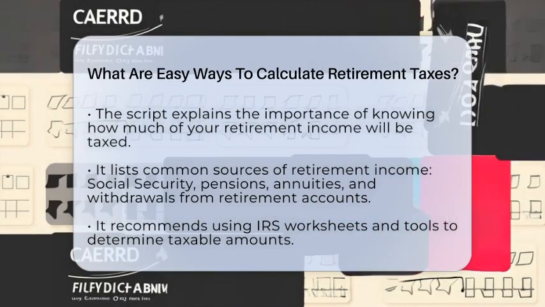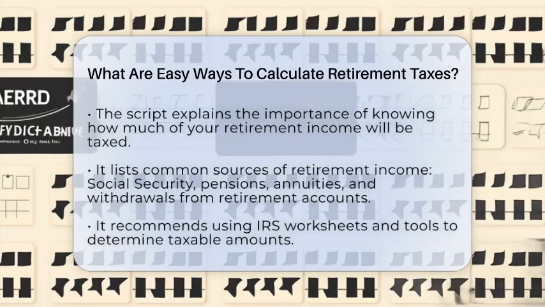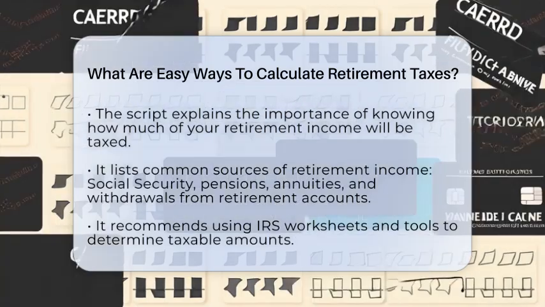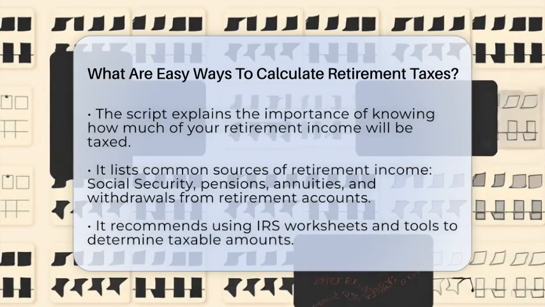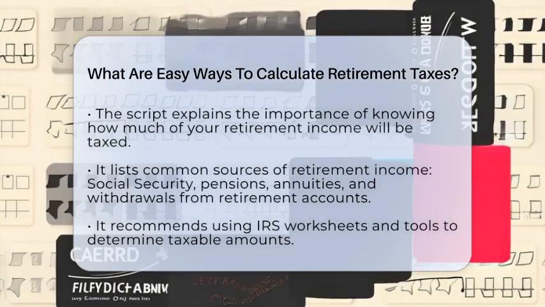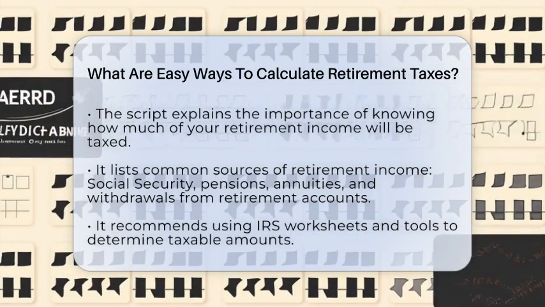Next, use the tools provided by the Internal Revenue Service. They offer specific worksheets and methods to figure out how much of your retirement income is taxable. For annuities, you can choose between the simplified method or the general rule.